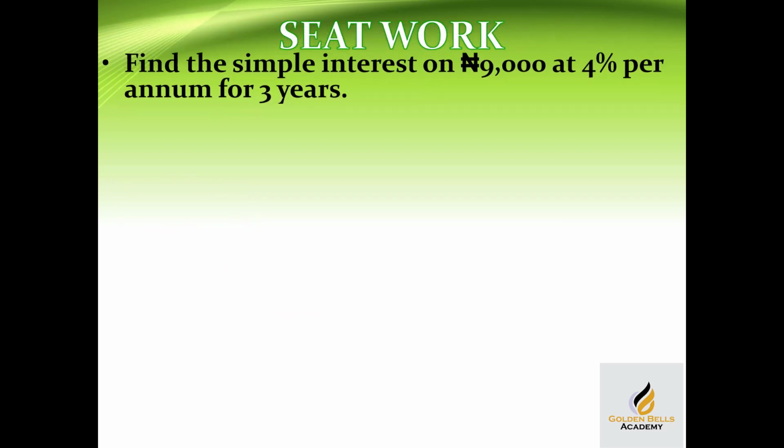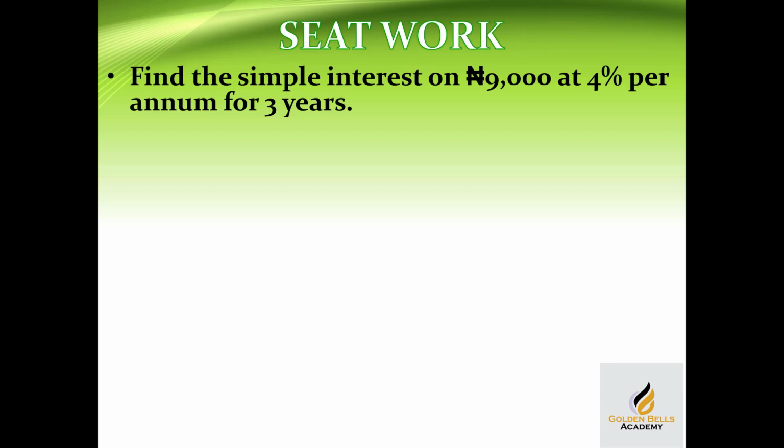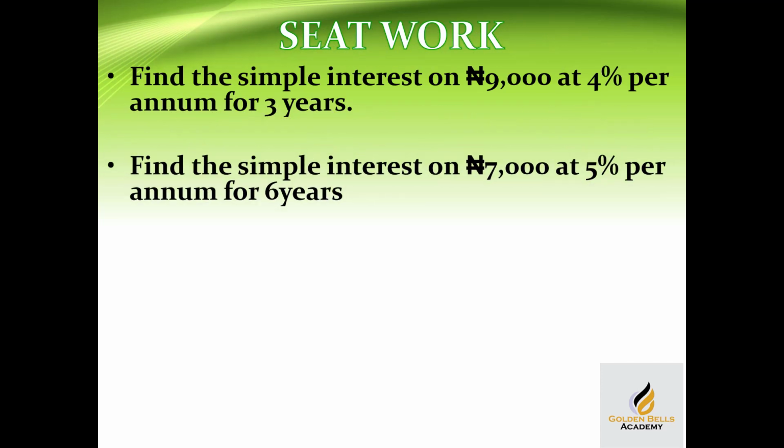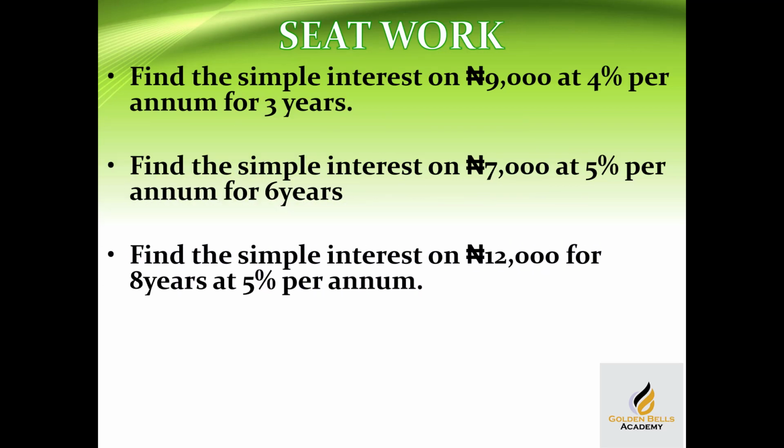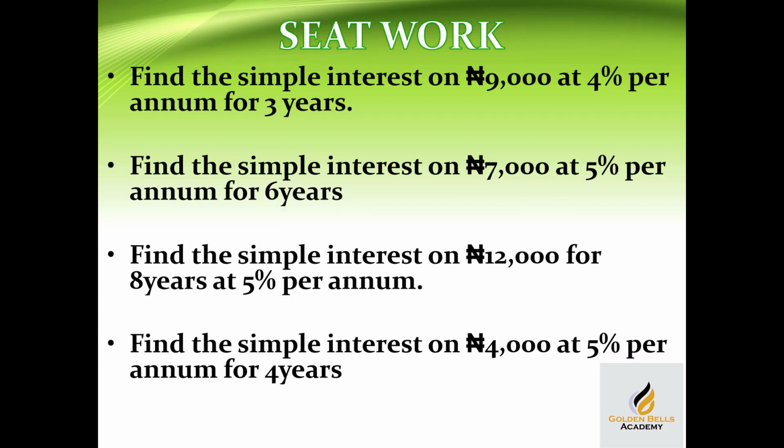Now let's look at our sheet work. Find the simple interest on 9,000 naira at 4% per annum for 3 years. Find the simple interest on 7,000 naira at 5% per annum for 6 years. Find the simple interest on 12,000 naira for 8 years at 5% per annum. Find the simple interest on 4,000 naira at 5% per annum for 4 years. So this is your sheet work.